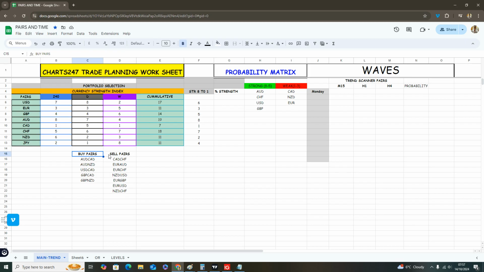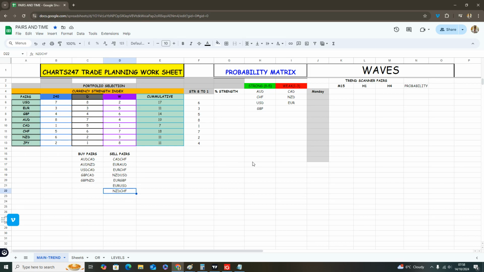Then we've got the sell pairs: the CAD Swiss, Euro Aussie, Euro Swiss, New Zealand US dollar, Euro pound, Euro US dollar, and New Zealand Swiss franc. These are all the sell pairs.